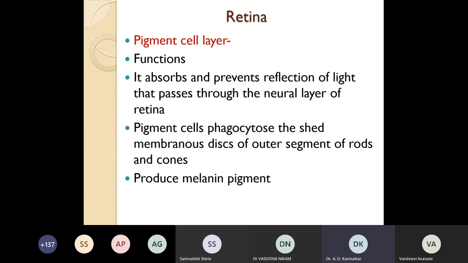Now these cells have the ability to phagocytose. The outer segments of the rods and cones, which have membranous discs, are continuously regenerating, and they are phagocytosed by these pigment cells. They also produce the melanin pigment. So these are the functions and histological features of the pigment cell: cuboidal epithelium in a single layer resting on the basement membrane.